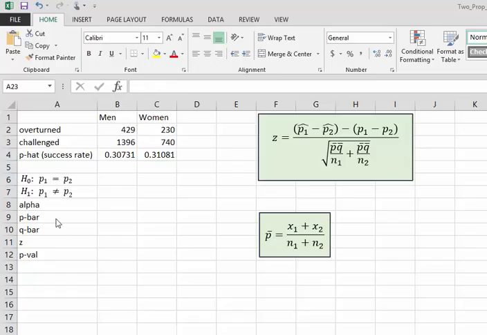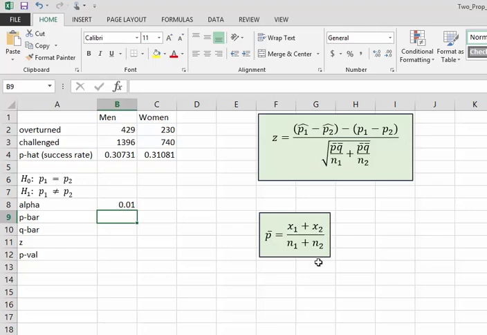I've also gone ahead and noted my hypotheses here. The null hypothesis was that they have equal success rates in challenges, and the alternative was that they do not have equal success rates. Let's go ahead and note that alpha was equal to 0.01 for our particular test. Okay, let's go ahead and now get into the calculations. In order to do this, you'll notice up here in the formula for our test statistic that we need a pooled proportion and then its complement. So let's go ahead and calculate that.